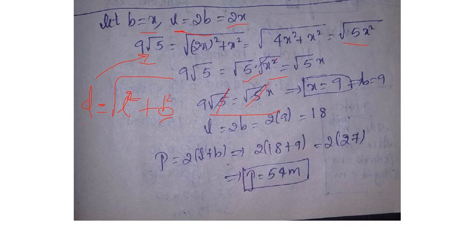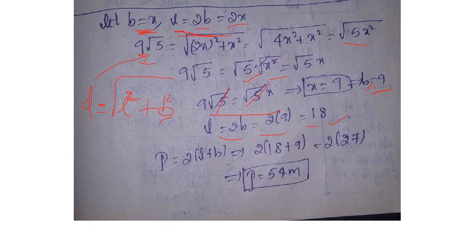What is the value of x? X means we assumed it as breadth. So we got the breadth value as 9. If you substitute the breadth value in length, can't we get the length value? Length they gave 2 into b. Now b value is 9. So L equal to 2b means 2 into 9, that is 18. Now we got the value of length as 18, breadth as 9.